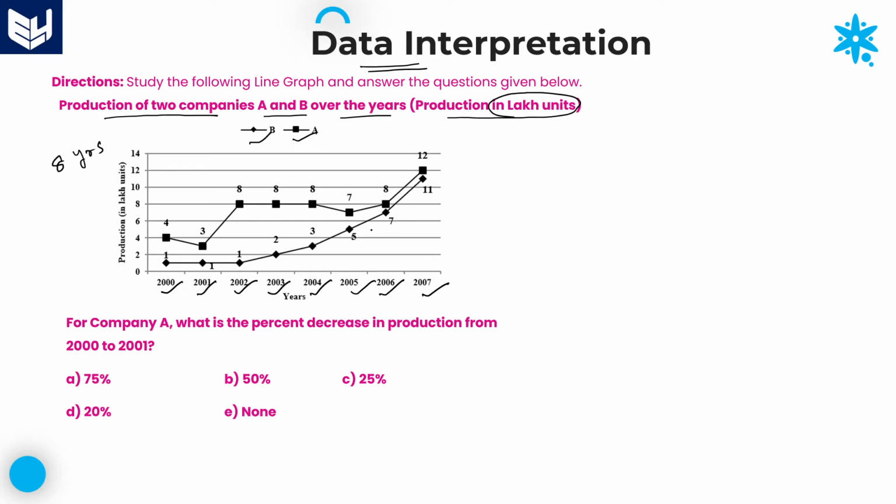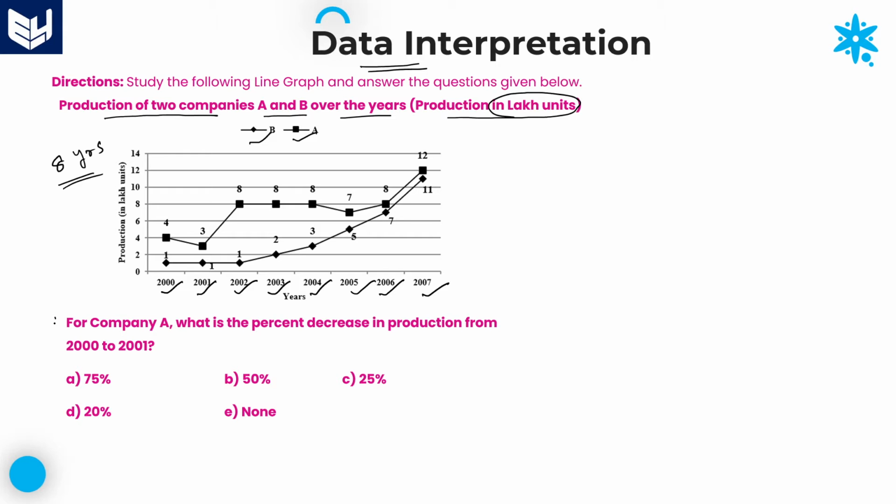All the values which are provided in the line graph are in terms of lakh units. Each and every value. So the information is very clear: production of two companies A and B, all values in lakh units, and the production is given for 8 years. That is the given information. Now based on this information we need to solve the questions.